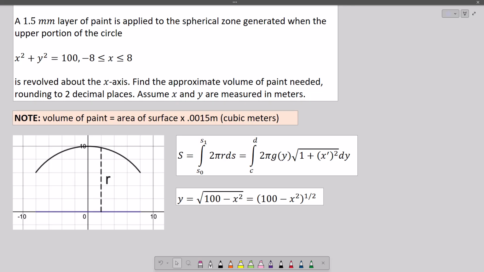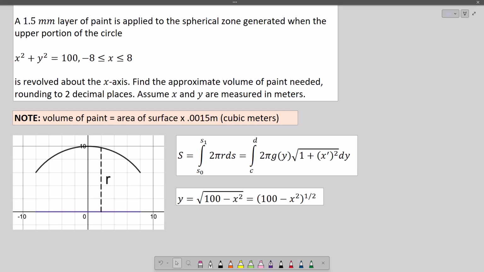So this says that we have a portion of a sphere. We're going from -8 to 8. Here is a graph of that portion of a sphere. This is a circle centered at the origin of radius 10. And we want to go from -8 to 8. So that portion of the sphere is going to be rotated around the x-axis, creating kind of a shape similar to the other one that we just did, but it's this direction. And then we're going to paint it. And we're told that the paint is 0.0015 meters thick.